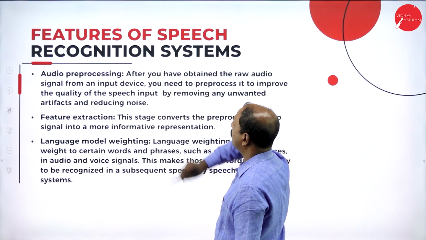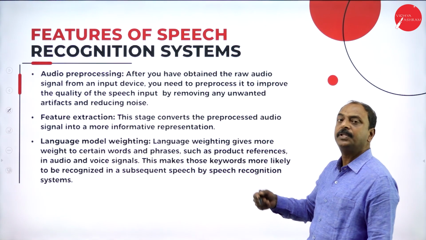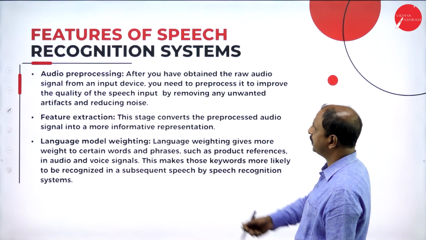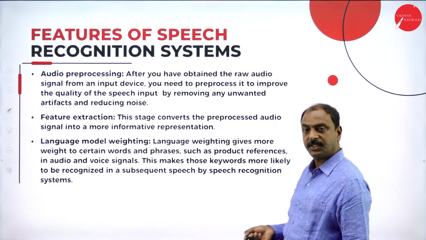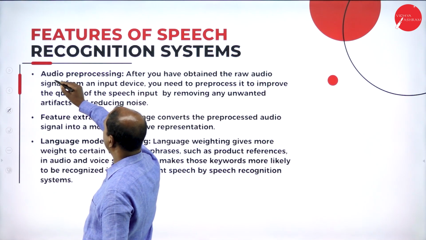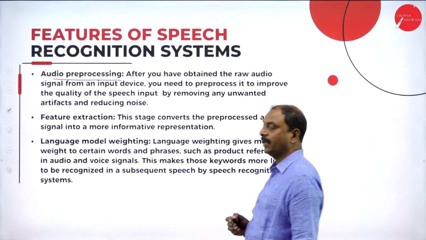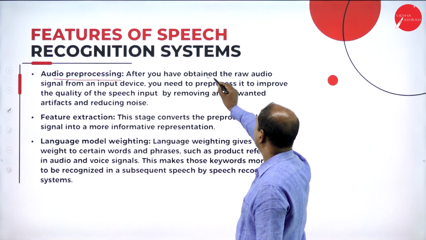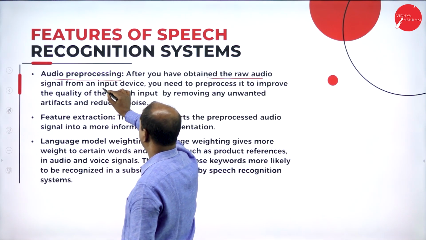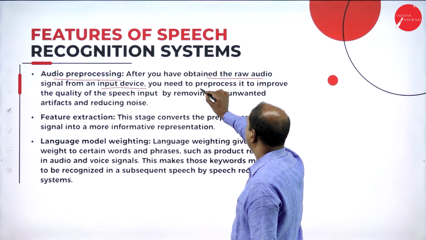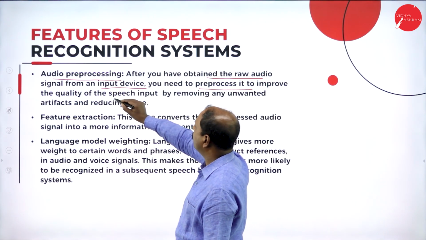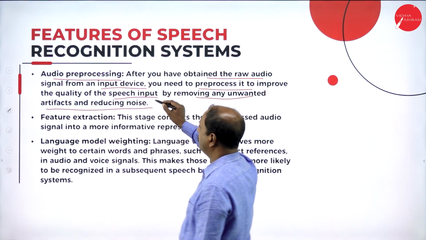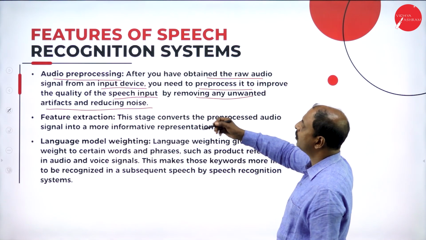Now, what are the features of speech recognition, or what are the steps involved in this? Let us see what the different features available in a speech recognition system are. The first one is audio pre-processing. After you have obtained the raw audio signal from the input devices, you need to pre-process it to improve the quality of the speech input by removing unwanted disturbances or reducing noise. This is the first step, audio processing.